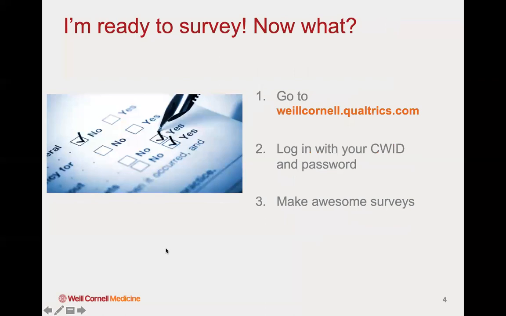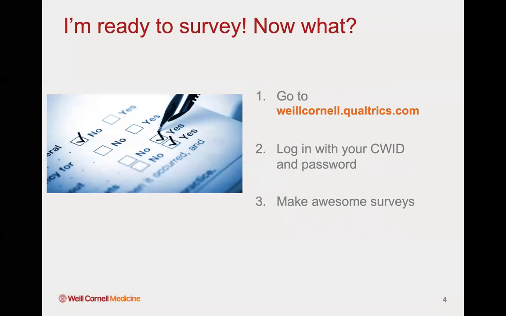So if you want to start a survey in Qualtrics, how can you do that? Really easy. You just go to this URL, weillcornell.qualtrics.com. That's all you have to do. And you log in with your CWID and password. And once you do that, you'll be taken to the enterprise version, the Cornell version of Qualtrics. And that's it. You're logged in, and then you just start making your surveys.